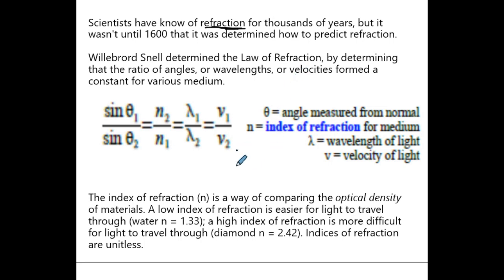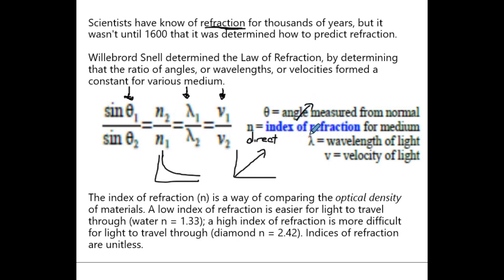And he realized that there was a direct relationship between a couple of variables. There's a direct relationship between the amount of angle that something bends, as well as the wavelength that it has, as well as the velocity that it's traveling. And I'll get to that in a little bit here, but he realized there was a direct relationship. But there's also an indirect relationship between those variables and what he called n.